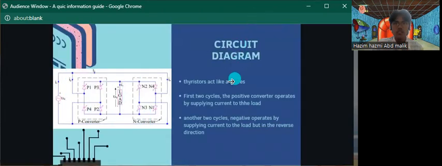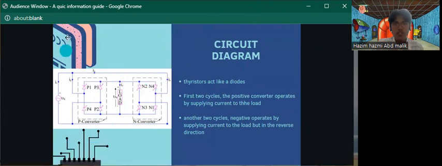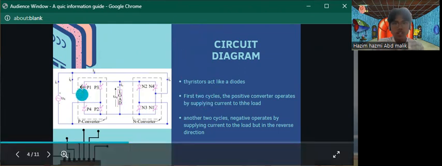Okay, next, as you can see here is the circuit diagram of the single phase to single phase cycloconverter. And the thyristor is like a diode. The first two, the positive converter, operate by supplying current to the load. And the other two, the negative converter, operate by supplying current to the load, but in the reverse direction.